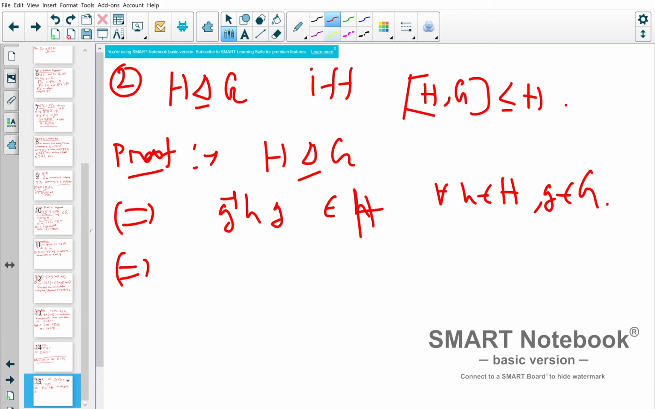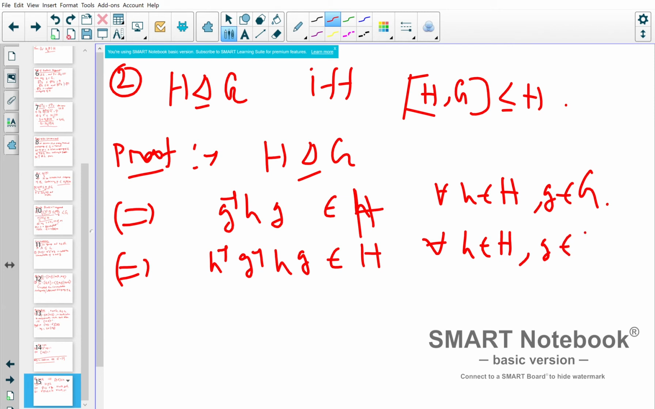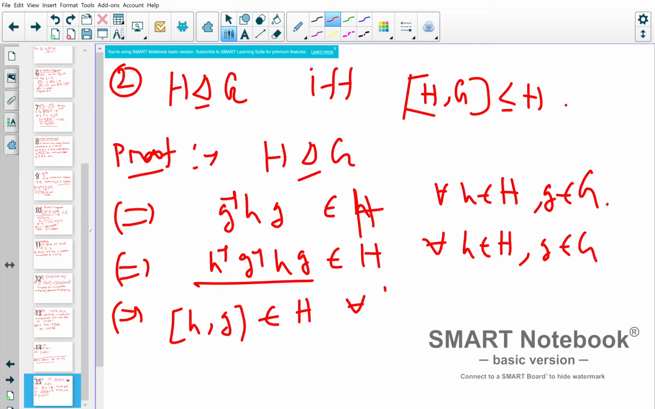G inverse H G is inside H for all h in H and g in G. If you multiply by H on both sides, then H inverse G inverse H G belongs to H, for all h belonging to H and g belonging to G. But what is this? This is nothing but the commutator of H and G. So it belongs to H for all h in H and g in G. This is an if and only if condition.